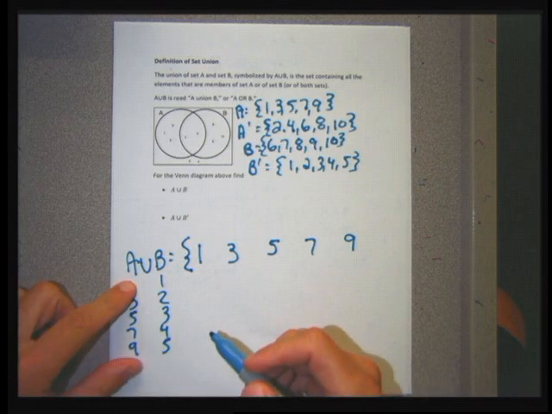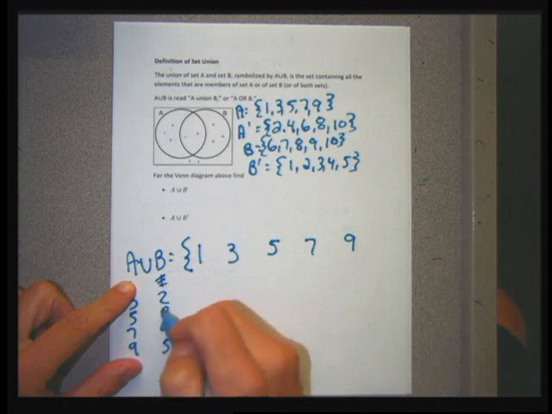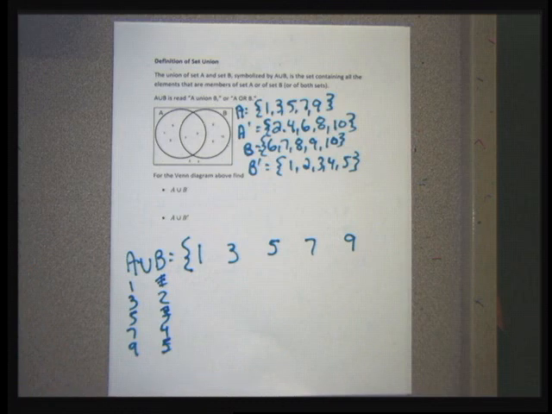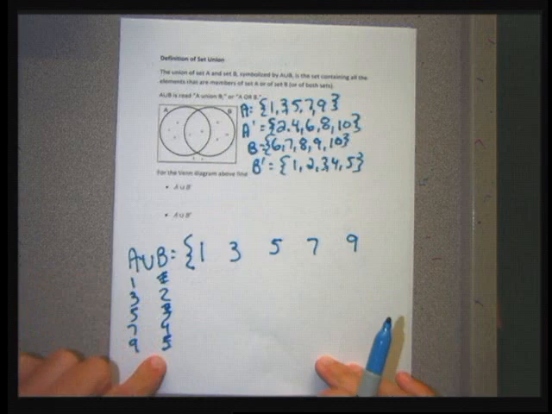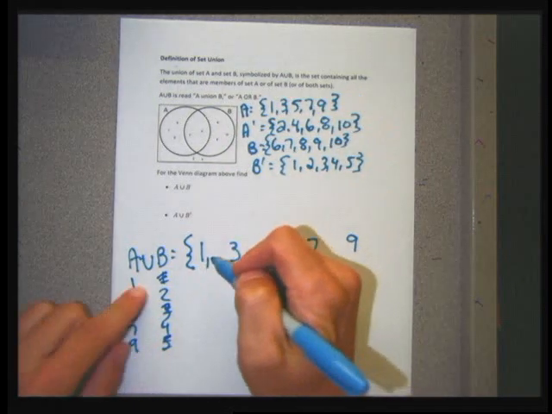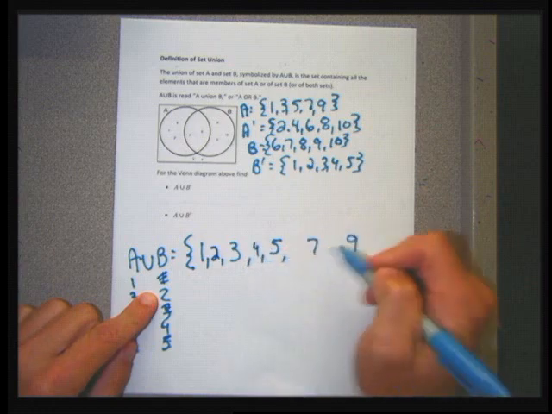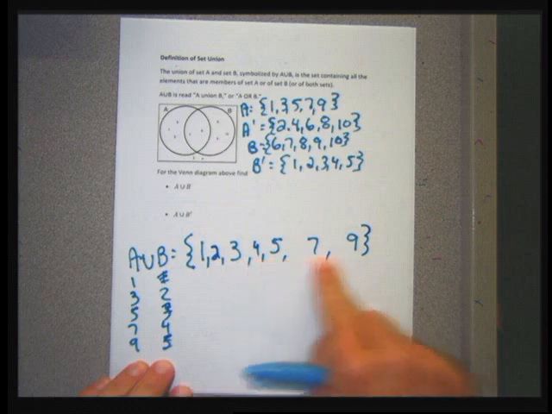So I've listed all of A. I've already listed 1. I'm not going to list it again in the union. I've already listed 3 and I've already listed 5. So A union B is the set that takes all the elements of A and then anything in B that I haven't already included with A. Inside the union of A and B, I need to have the number 2 as well and the number 4 as well. A union B is going to be the set containing 1, 2, 3, 4, 5, 7, and 9.